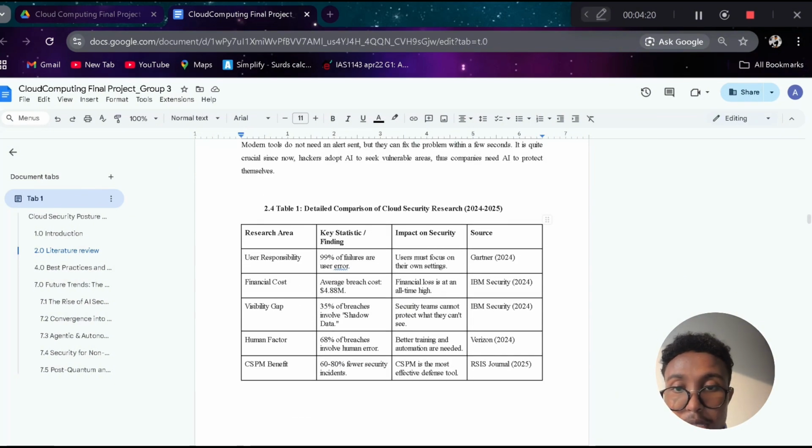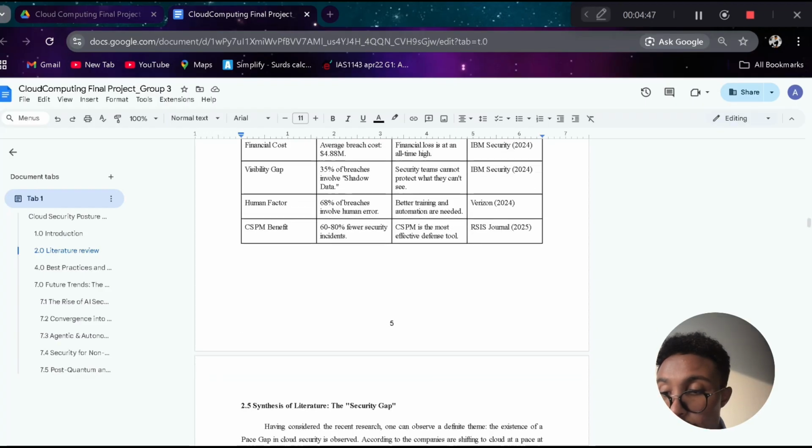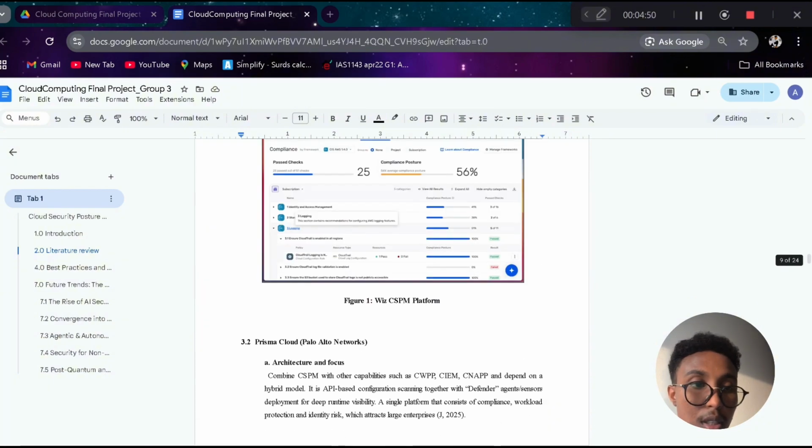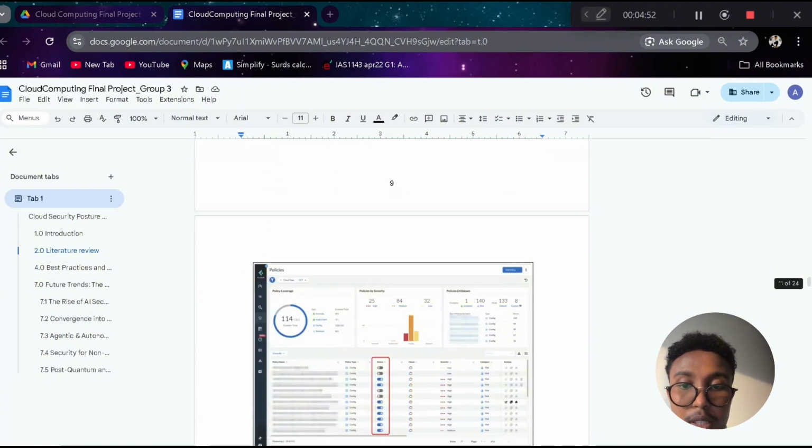In this table, we compared the key statistics and also the important security sources. First, it shows that most cloud security failures are caused by user mistakes. Second, it highlights the financial cost of data breaches, and lastly, it shows that many organizations do not have full visibility of their cloud resources. I also need to present the case studies.